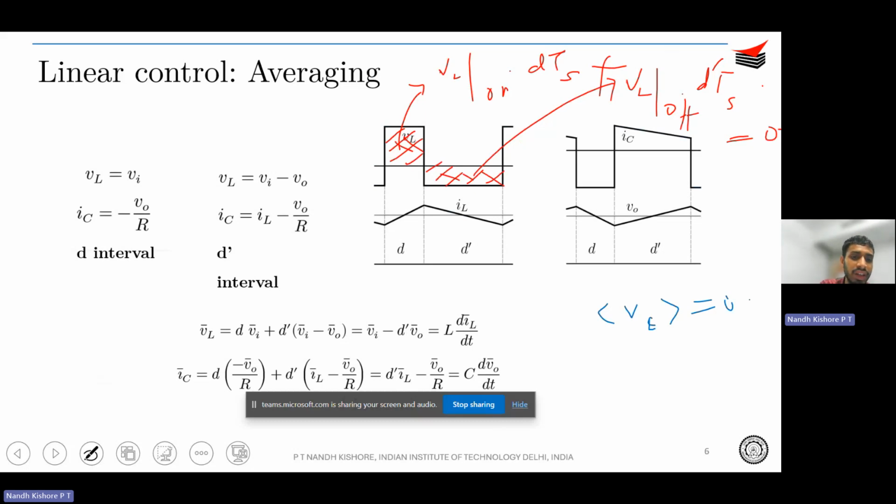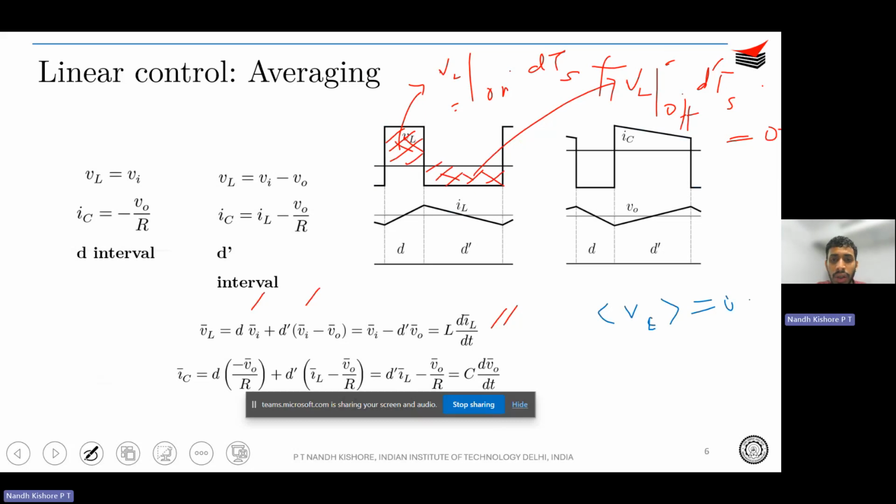So that is why over here, D into Vi plus D dash into Vi minus V0. VL on is your Vi and VL off is your Vi minus V0. You understood, right? Therefore, your VL average is D into Vi plus D dash into Vi minus V0. If you expand these, you will get the expression Vi minus D dash V0 equal to L di by dt.